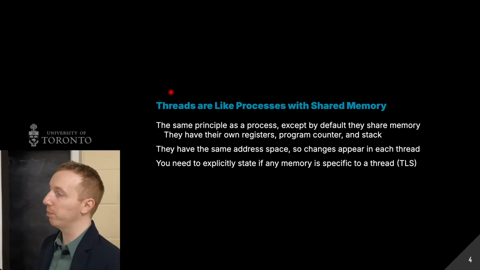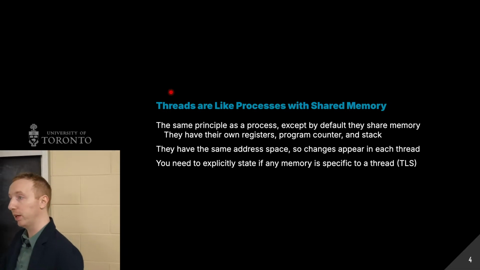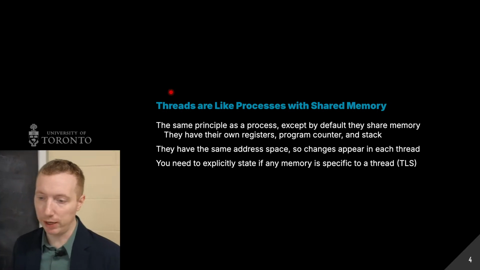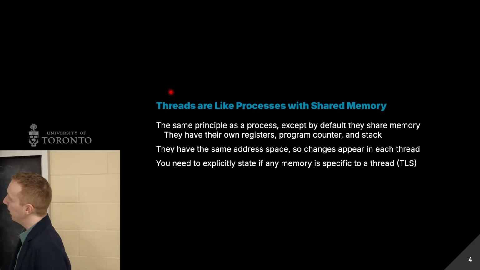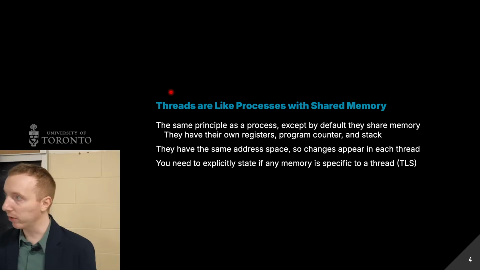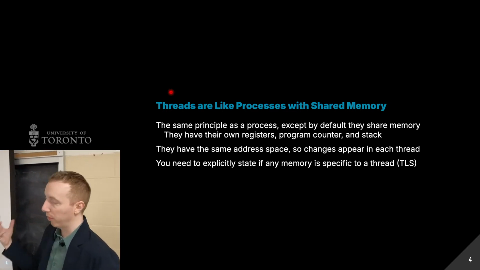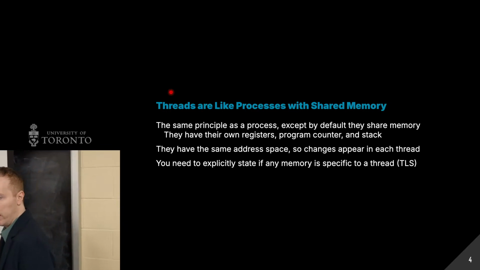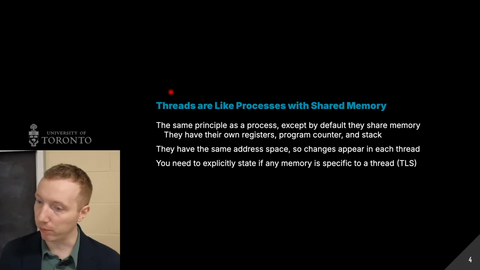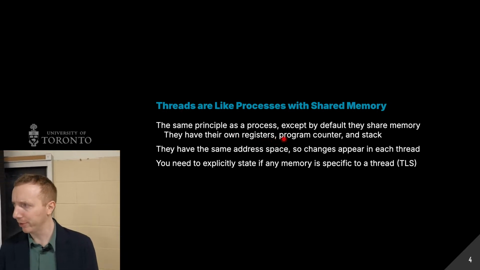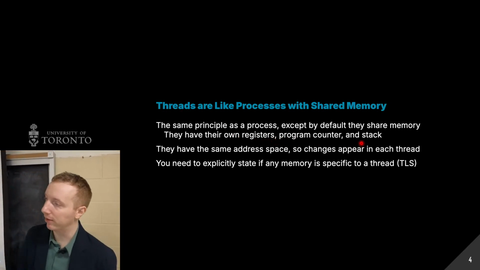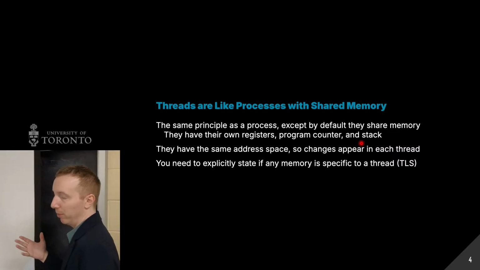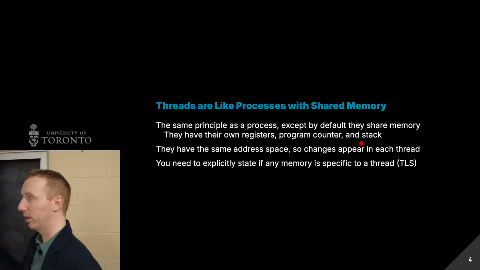When you create a new process, it's completely independent from the original, right? A whole new virtual address space. One doesn't affect the other. In the case of threads, they are not completely independent. Threads have the same address space. The only thing independent in a thread is its current registers, its program counter, which is also a register, and its stack.